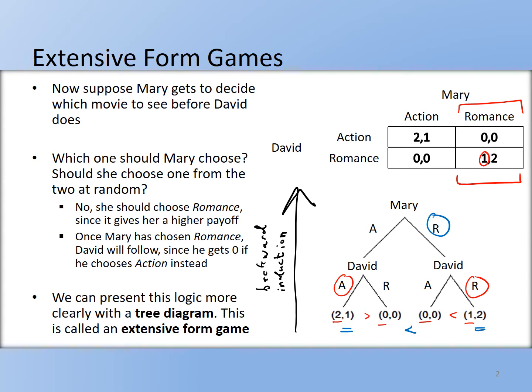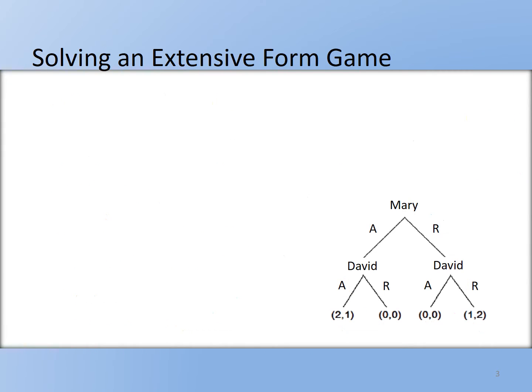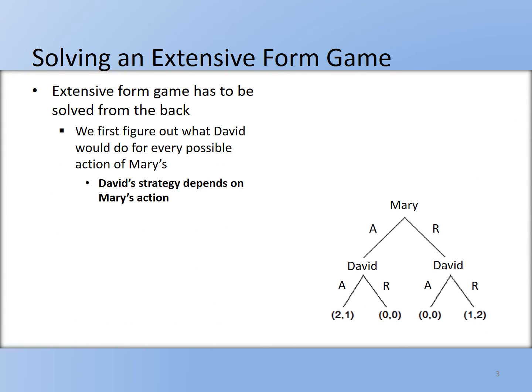Okay, backward induction. I think it's on the next slide. Okay, so this is just repeating what I said. An extensive form game has to be solved from the back. You first figure out what David would do in this case for every possible action. Now I have to emphasize this: you have to solve for every possible action.